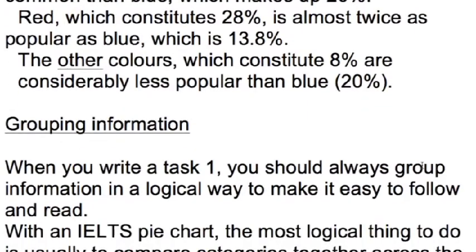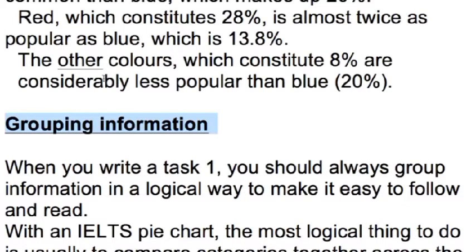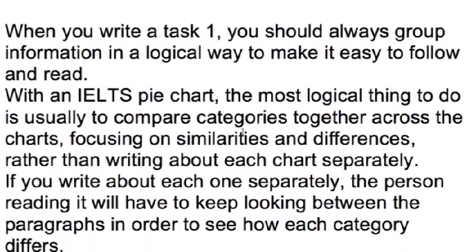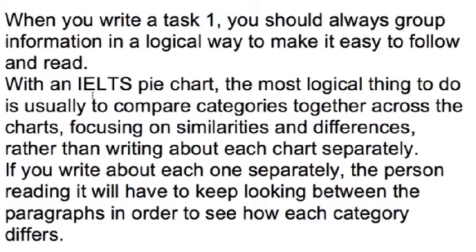Now you have to learn how to group information. When you write Task 1, you should always group information in a logical way to make it easy to follow and read. Sometimes there is a lot of information and you are unable to group it logically, so now you'll have to learn that. With an IELTS pie chart, the most logical thing to do is usually to compare categories together across the charts, focusing on similarities and differences rather than writing about each chart separately.